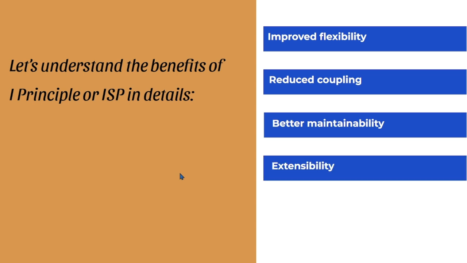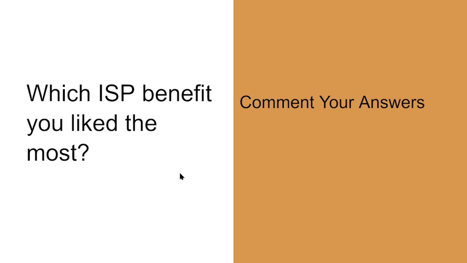Apart from this, there is extensibility. As interfaces are more concerned with the functional implementation, it's not necessary that only the related class will be implementing those functions. Any other kind of class can also implement them, so extensibility is provided. So we have these four benefits, and let us know which of the ISP benefits you liked the most. Comment your answers.